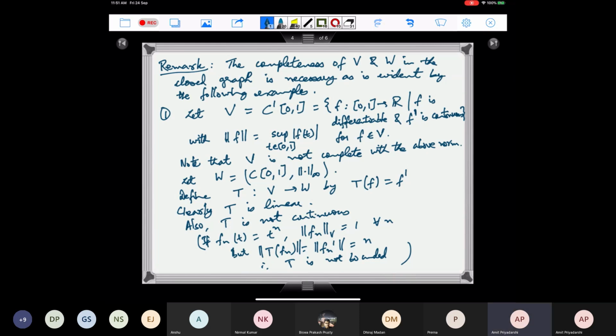Now, one way I mean, you can say that if you understand this example, then this will imply that V cannot be complete, right? Because if it was complete, then by the closed graph theorem, the closedness of the graph should imply that T is continuous. But we are seeing directly that T is not continuous. So one way is to use the closed graph theorem to say that this V is not Banach. But you can directly also see that it is not Banach.